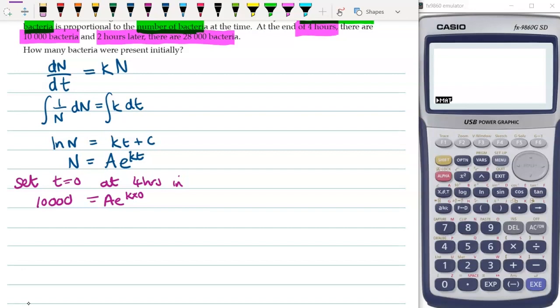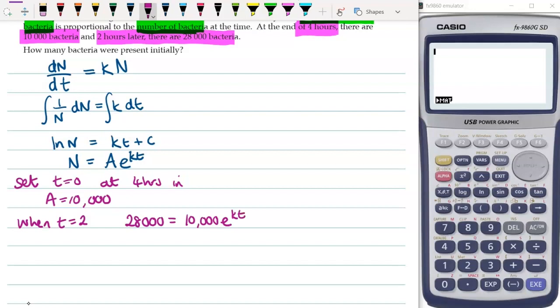Now e to the 0 will just be 1, so therefore a equals 10,000. Then when t is 2, for 2 hours after that initial first 4 hours, we've got 28,000. So 28,000 is equal to 10,000 e to the kt, where t is 2, so e to the 2k. So e to the 2k will be 28,000 divided by 10,000, so that's 2.8. 2k is equal to natural log of 2.8, so k is half of that.